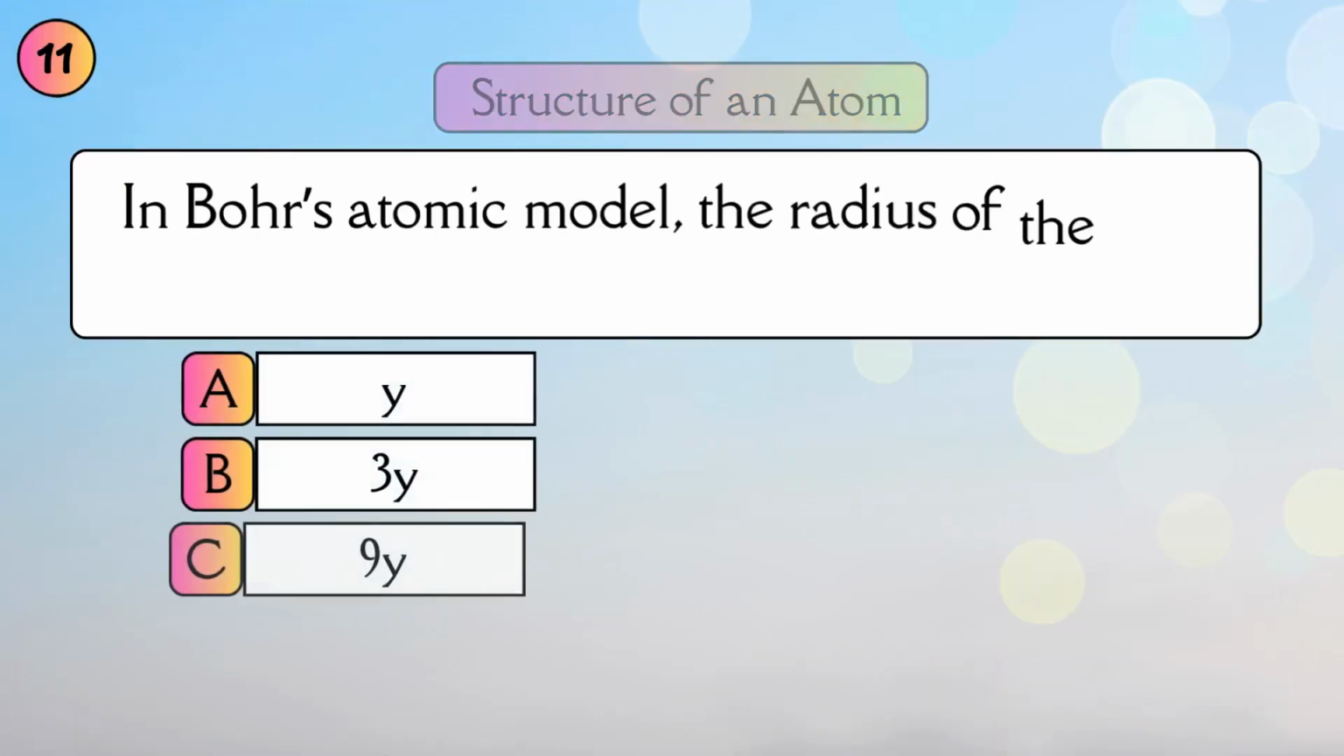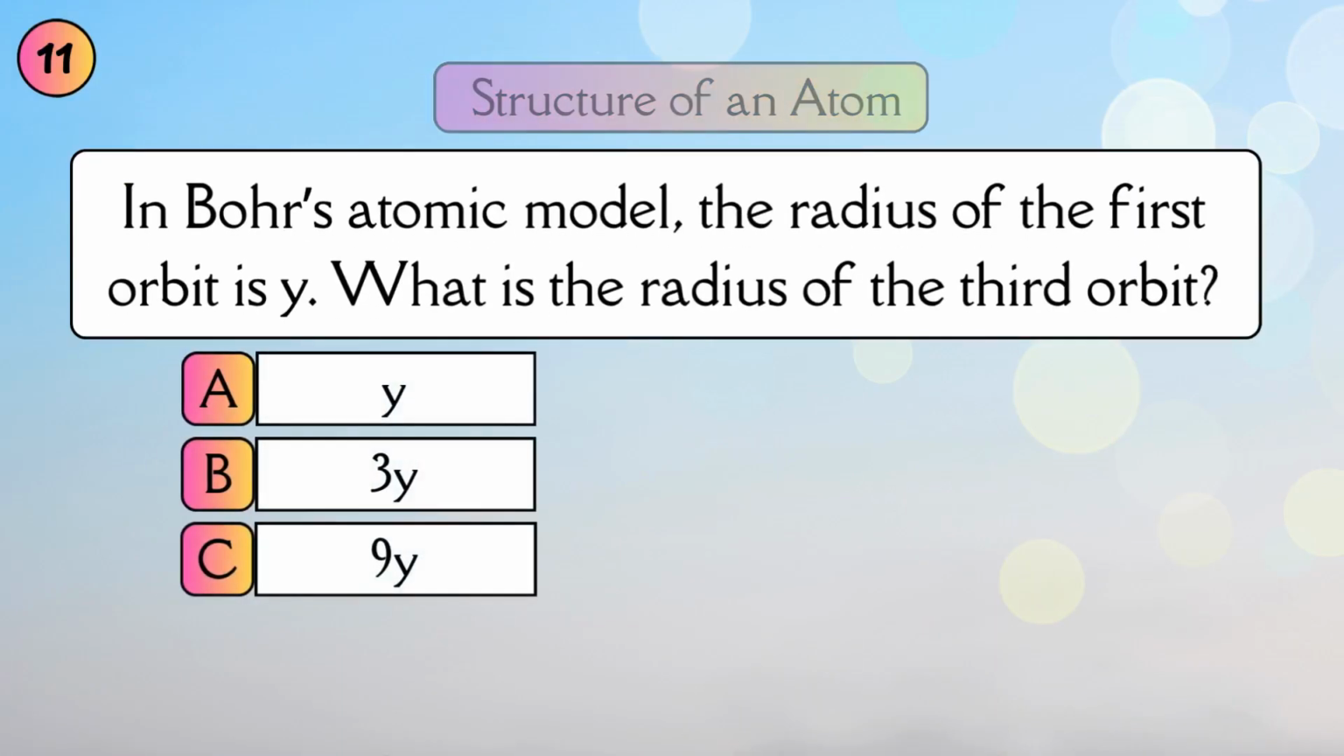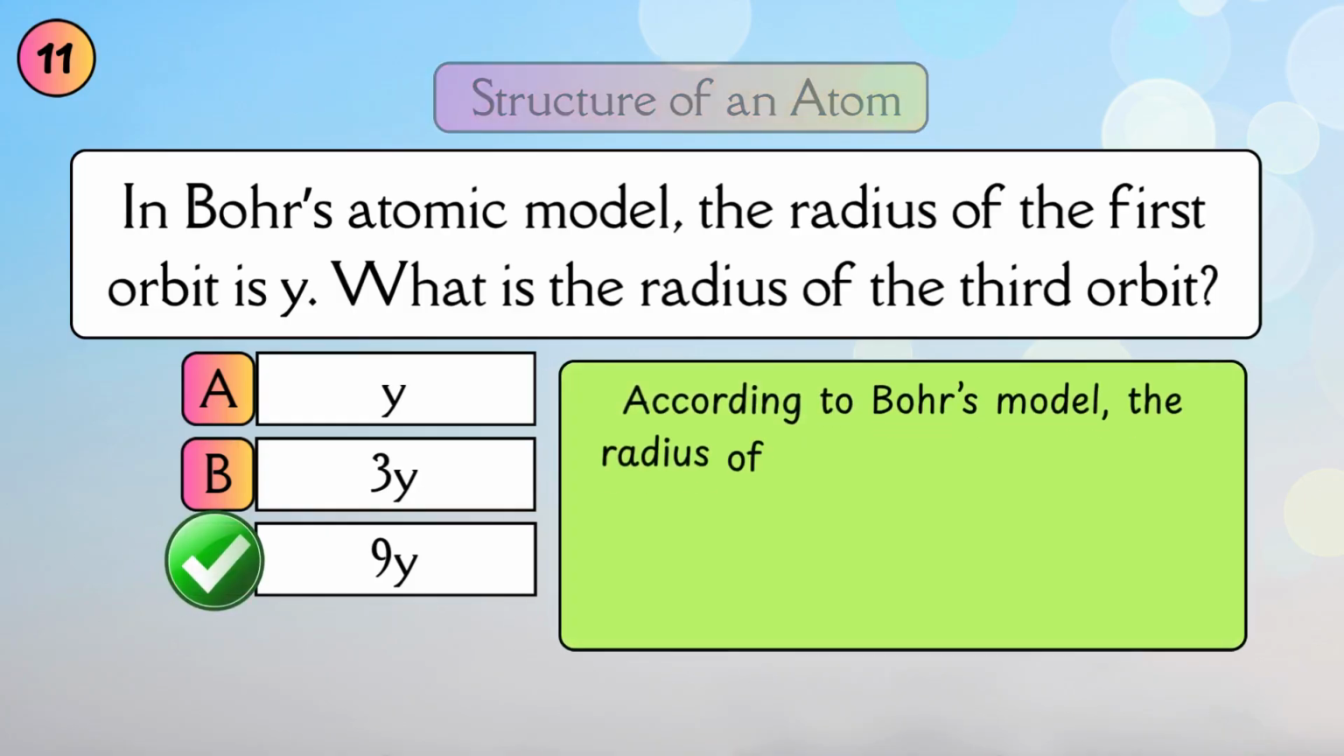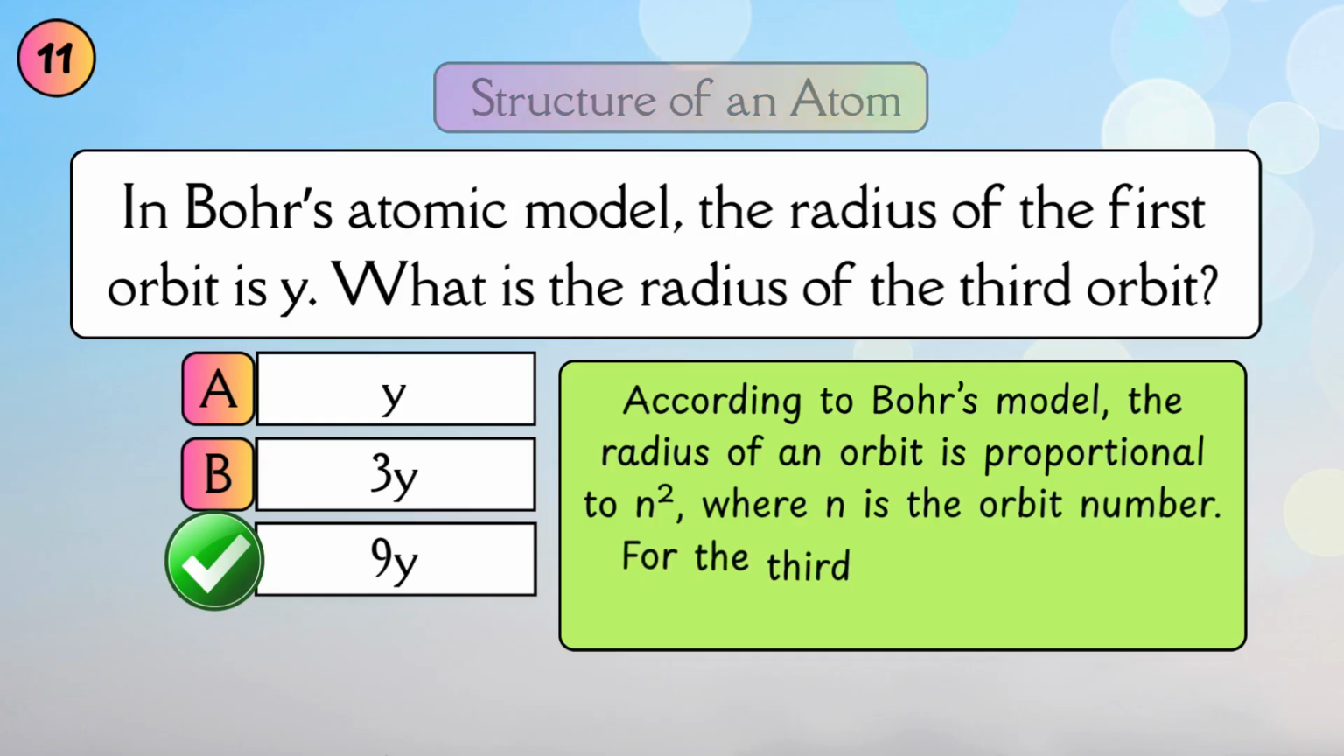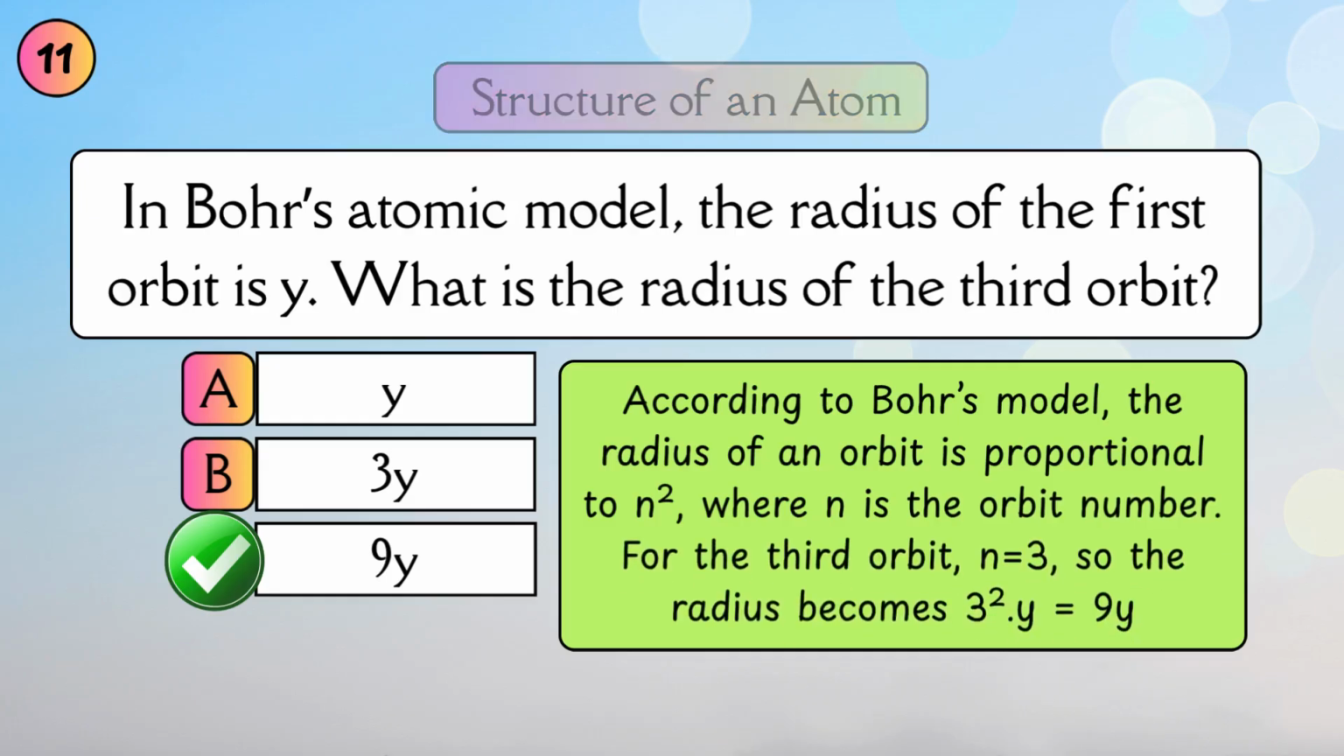In Bohr's atomic model, the radius of the first orbit is y. What is the radius of the third orbit? The correct answer is 9y. According to Bohr's model, the radius of an orbit is proportional to n squared, where n is the orbit number. For the third orbit, n equals 3, so the radius becomes 3 squared times y, giving 9y.